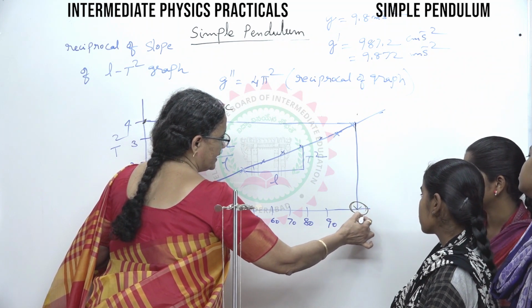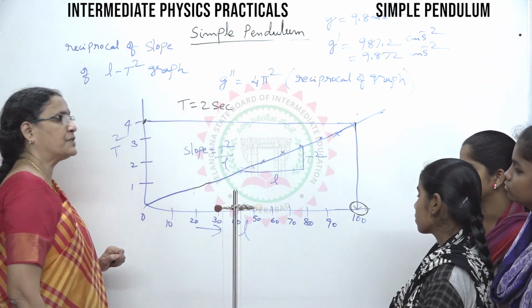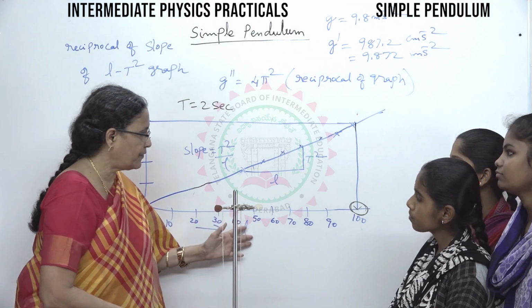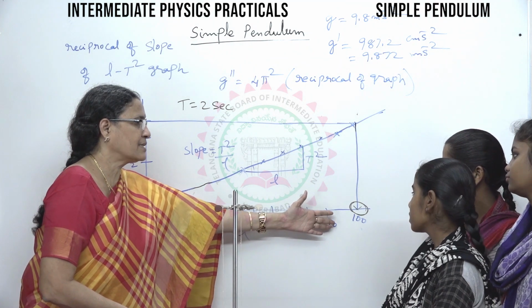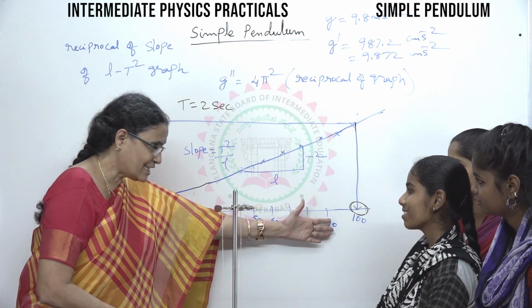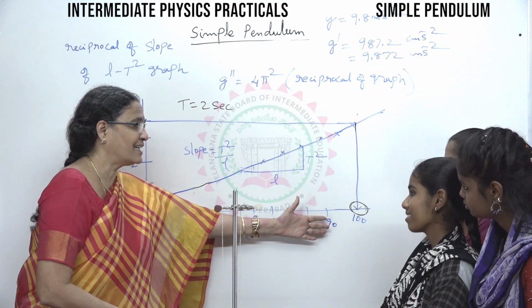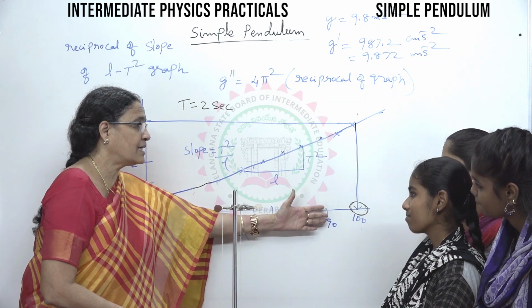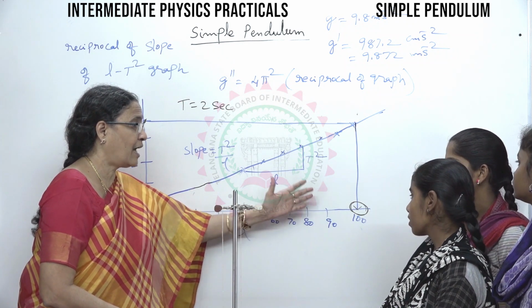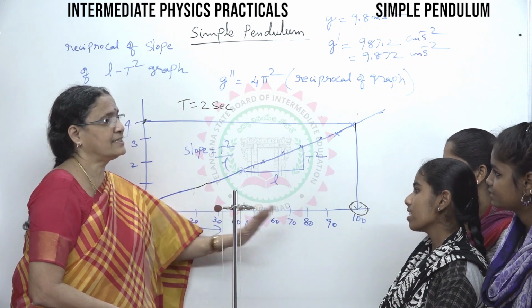This point gives you the length of the seconds pendulum. So for our graph, the length of the seconds pendulum is 100 centimeters. You must be very clear with the unit. Okay, the length of the seconds pendulum is 100 centimeters.